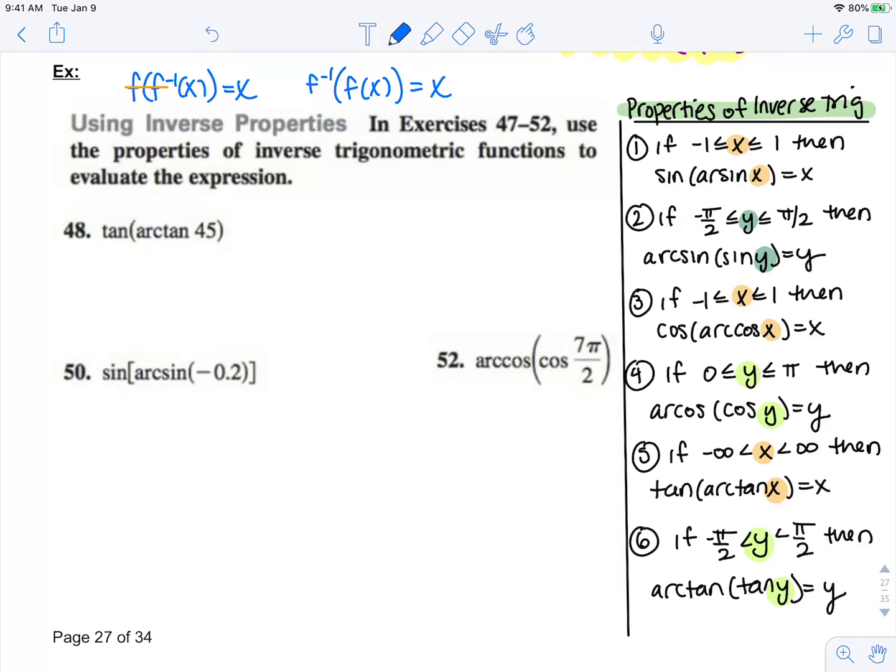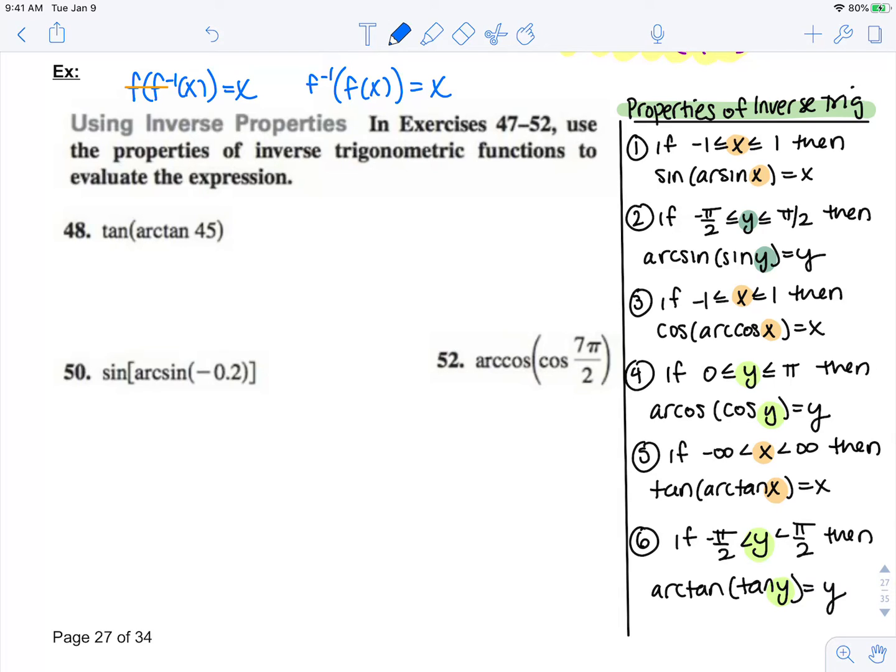Now, one thing we have to keep in mind when we're doing these with trig functions is that these have special restrictions on their domains, which I have written down on the right. So go ahead and take a moment to write those down, pause the video if you need to.